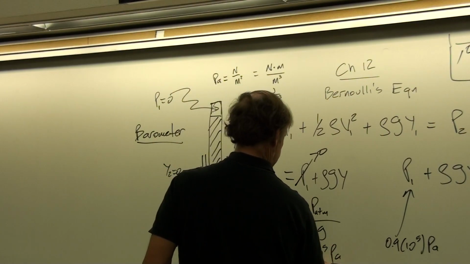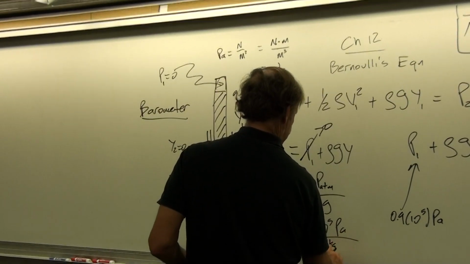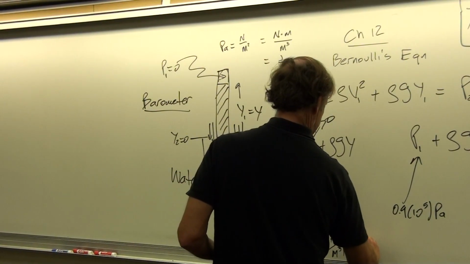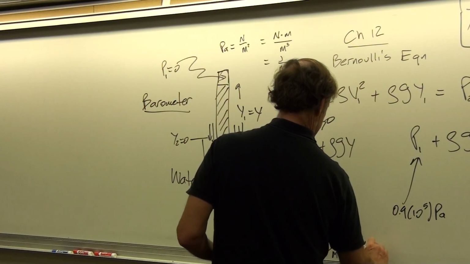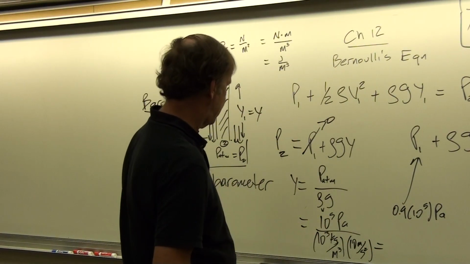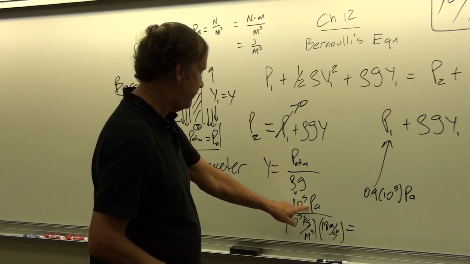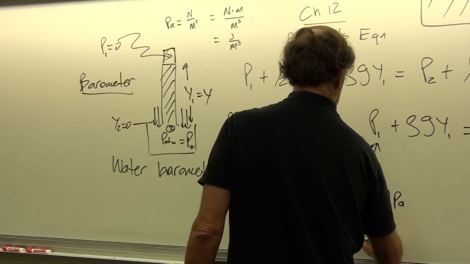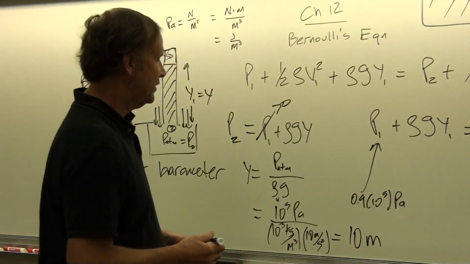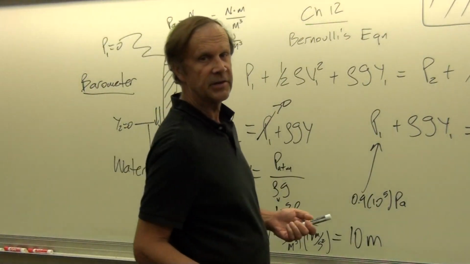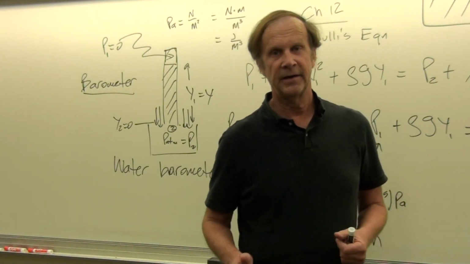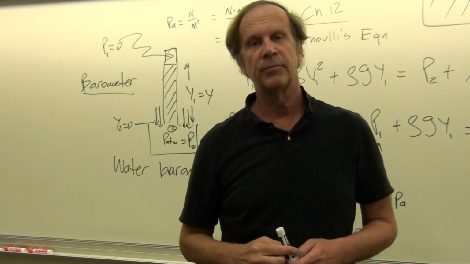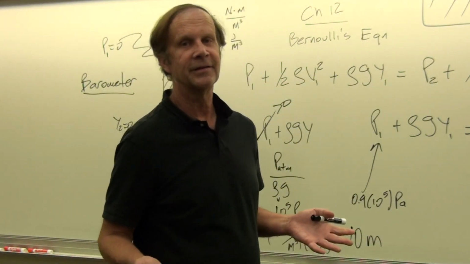So that would be 10 to the 3 kilograms per meter cubed times g, 10 meters per second squared. So that gives us 10 to the 5 divided by 10 to the 4, or 10 meters. Okay, so a water barometer is certainly something that we could make, but you would need a height of the water barometer that would go up 33 feet.